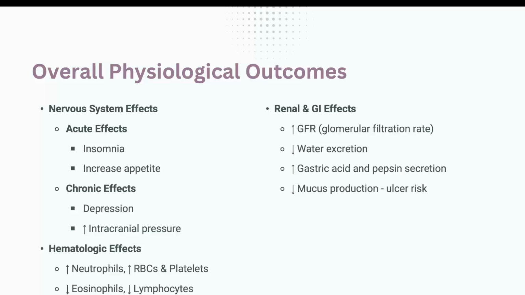Increased risk of peptic ulcer or GIT ulcer. Why? Because of these 2 points: increase in the gastric acid, the hydrochloric acid, and pepsin secretion, and decrease of the lining, the layer that lines the luminal side of the stomach. So increasing production of hydrochloric acid and decrease of the protective layer lead to increased risk of the ulcer.